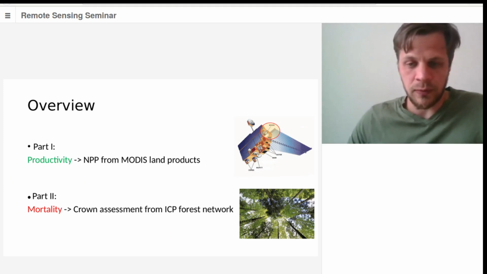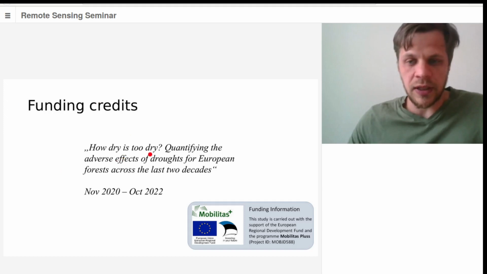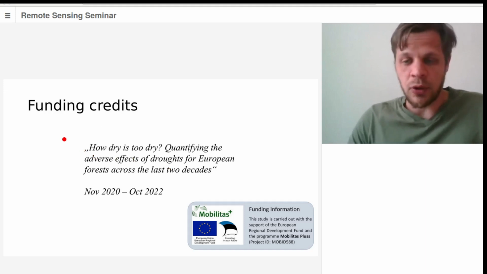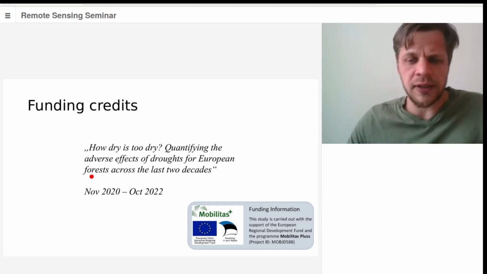Sorry, I have to press here. Yes, this is just to say all the data I show you here is part of this project, How Dry is Too Dry, which is financed by the Mobilitas Plus program of the Estonian Research Agency. And we started in November 2020, which means that we are still in the beginning, in an infantile stage of the project. So what I show you are certainly preliminary results.